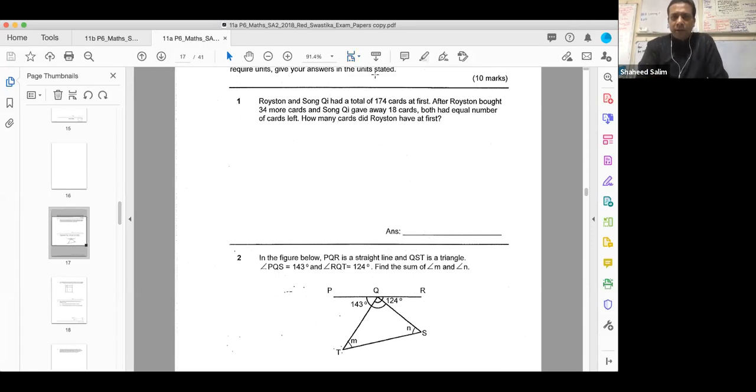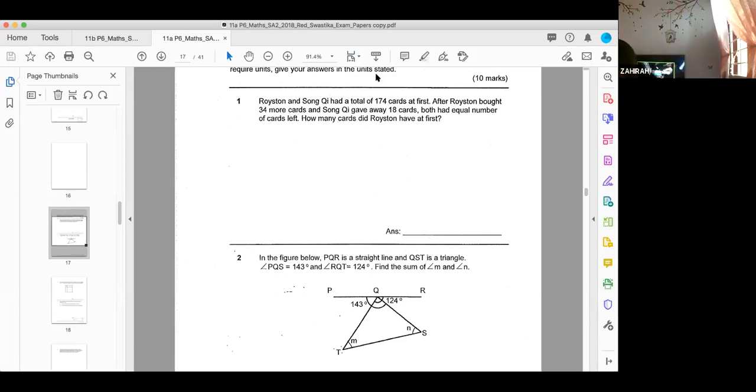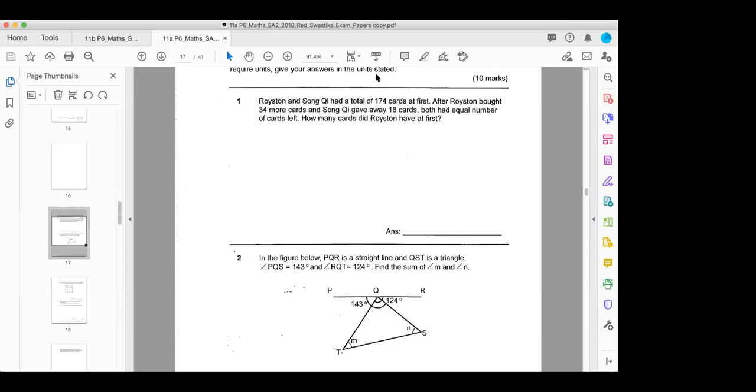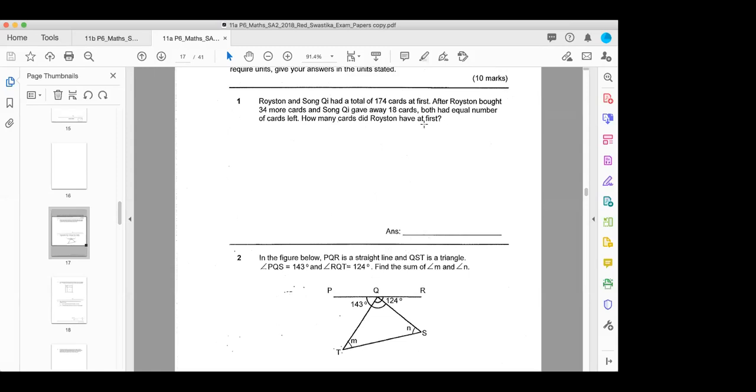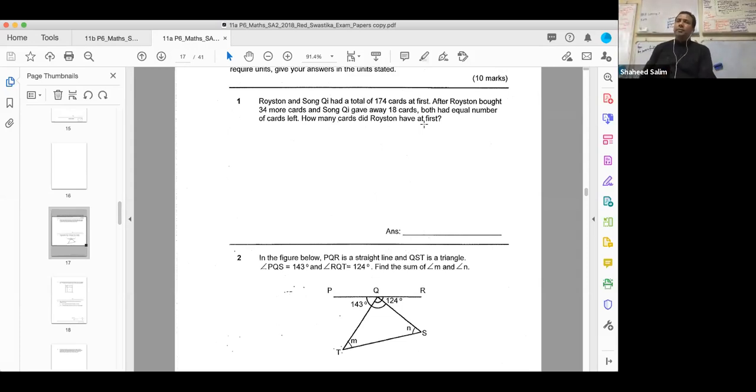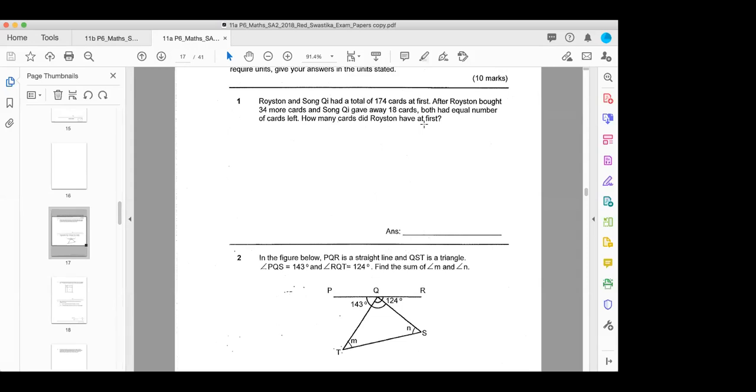Is that here, right? The answer is 95. You are correct, but that's at the end. They want the amount at first. That's what Royston has at the end. Just one more step. How much did Royston have at first? 61. Well done. You can get 61. That's great.